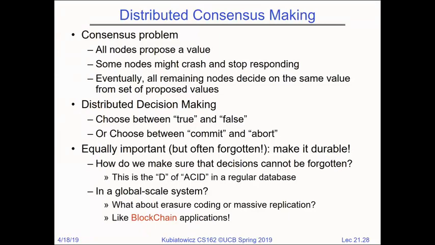In a global scale system, what does it mean? Well, it means that the decision, once it's made, is kept durable, like with erasure coding, or a blockchain, or something that's guaranteed that the decision doesn't go away. Or maybe you've got local flash storage on every participant that writes the decision made there once it's made so it doesn't get lost. But you got to make sure there's a D. Okay, and it's often very easy to forget the D. Okay, don't forget the D.